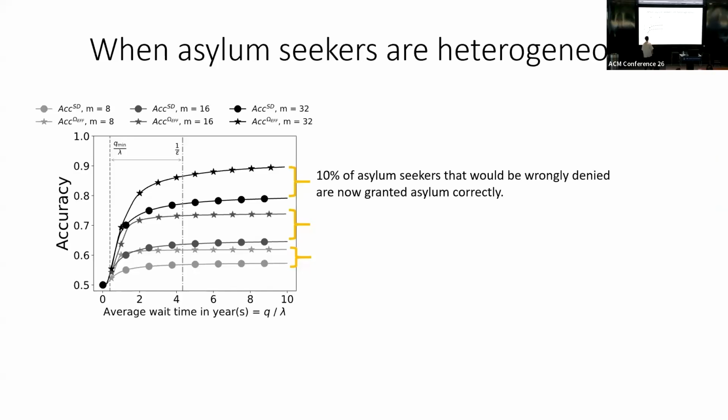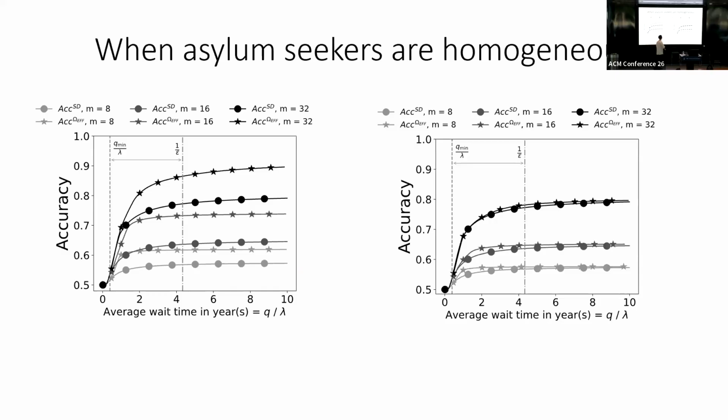And let's look at some numerical results. Here I'm showing that by introducing a fast track docket into the system, the accuracy can improve by about 10% under certain settings. What it means is that 10% of asylum seekers that would have been wrongly denied by the court would now gain asylum correctly. Similar improvement can be observed when asylum seekers are homogeneous, but the improvement is smaller now because there is not much heterogeneity the two docket system can explore.